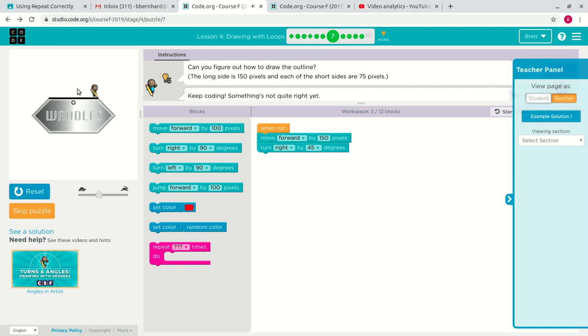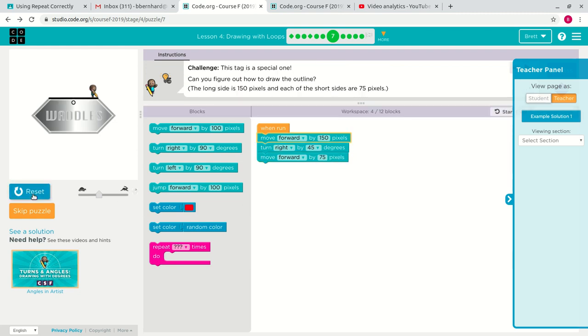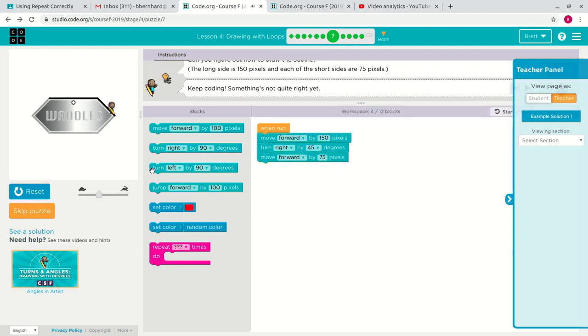Run. There we go. Okay, now I'm turned 45 degrees. Now I need to move forward. Those sides are 75 pixels according to this. So we're going to go 75. And there we go. Now what's this angle here? We're going to have to experiment with that.